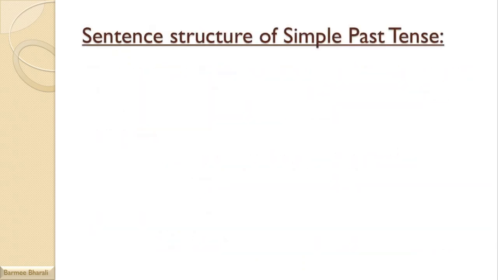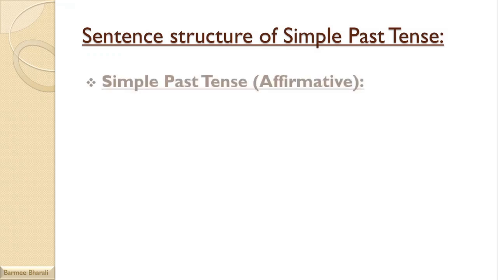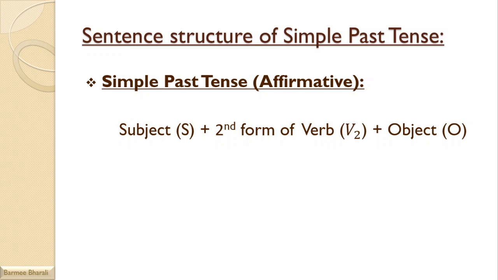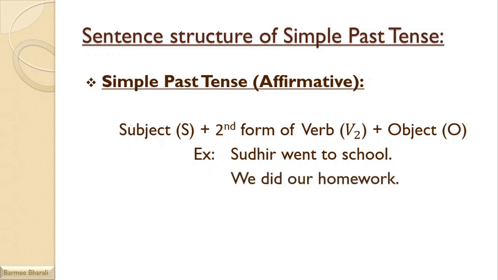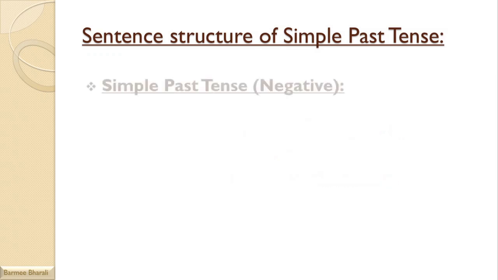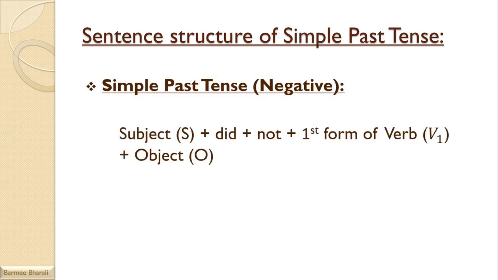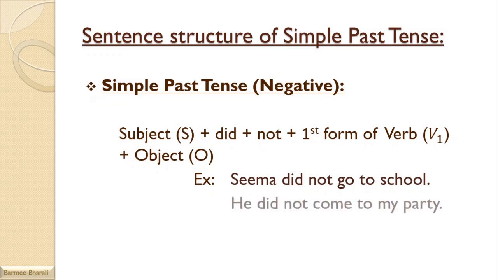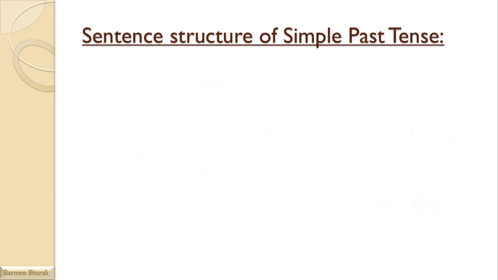Sentence structure of simple past tense. Simple past tense affirmative. Subject plus V2 plus object. Example, Sudhir went to school. We did our homework. Simple past tense negative. Subject plus did plus not plus V1 plus object. Example, Seema did not go to school. He did not come to my party.